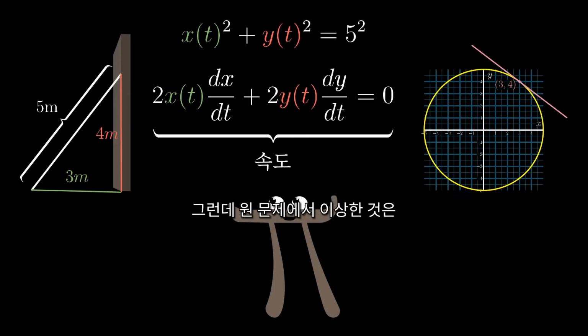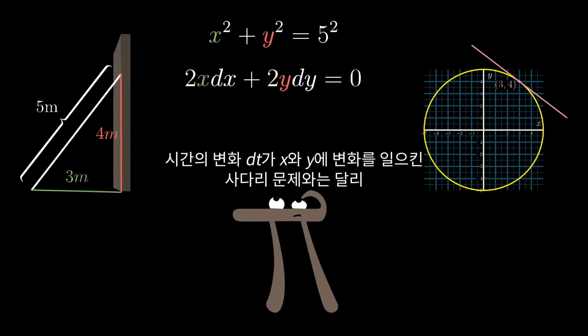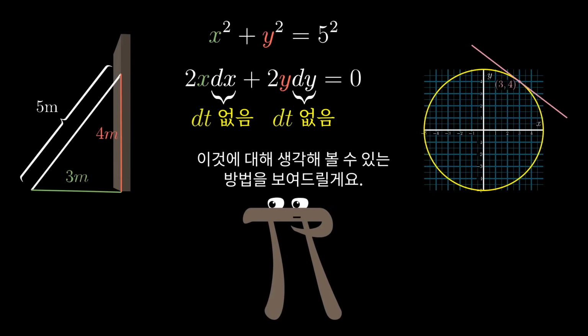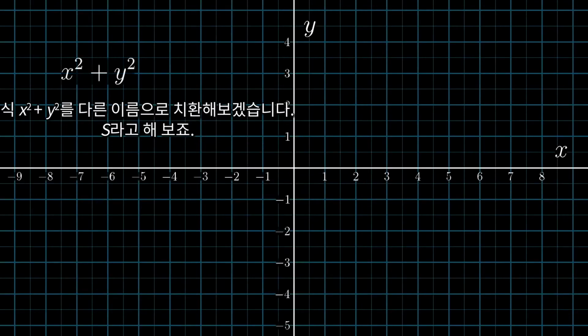But what makes the circle situation strange is that rather than saying that a small amount of time dt has passed, which causes x and y to change, the derivative just has these tiny nudges dx and dy just floating free, not tied to some other common variable, like time. Let me show you a nice way to think about this. Let's give this expression x squared plus y squared a name, maybe s.